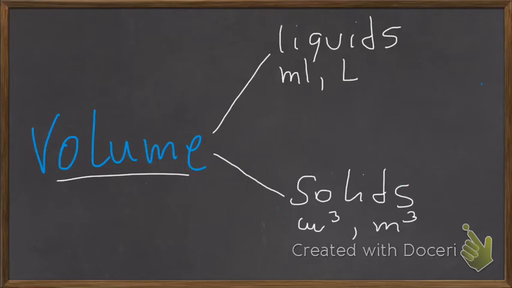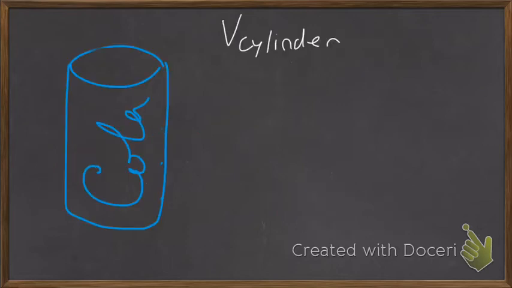Now for the solids, if you have a can of cola, and you want to measure the volume that is inside, you have to calculate the volume of the container that contains the liquid. So in here, what shape is this? That's a cylinder, right? It's written down. Yes, it's a cylinder.